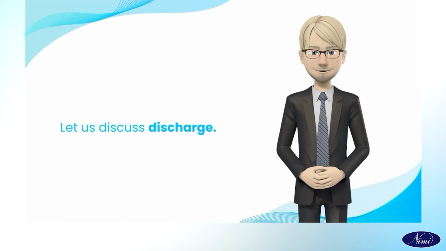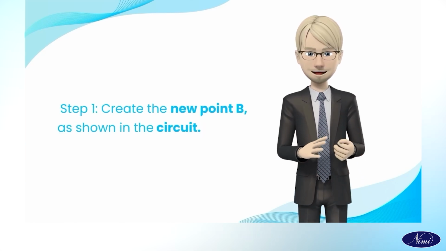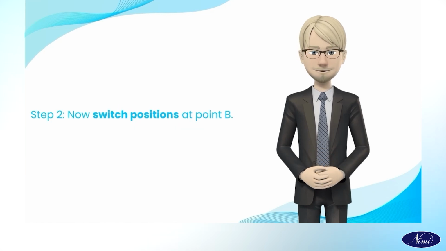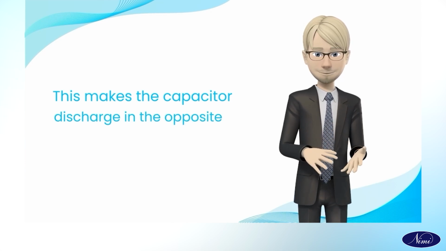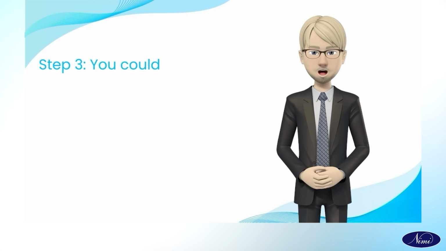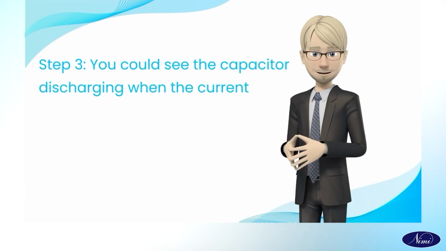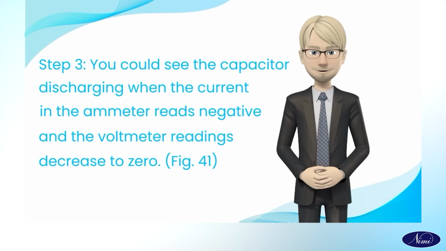Let us discuss discharge. Create a new point B as shown in the circuit. Now switch positions to point B. This makes the capacitor discharge in the opposite direction through the resistor. You could see the capacitor discharging when the current in the ammeter reads negative and the voltmeter reading decreases to 0.